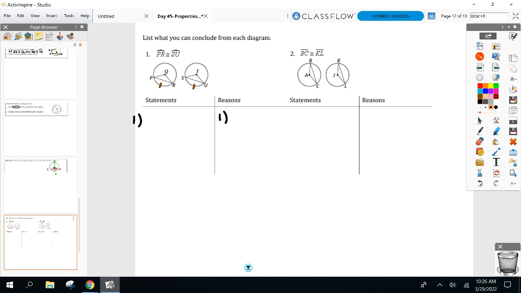What else is true, do you think? PR and SU. What do you mean? Because there's a lot of PR. Segments. Go, you're better than that. Thank you. Chord. Everyone agree? The chord PR is congruent to chord SU. That is true. Good job, Cal.